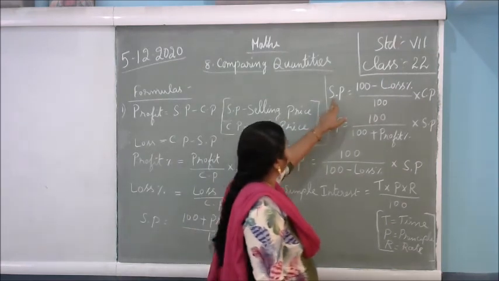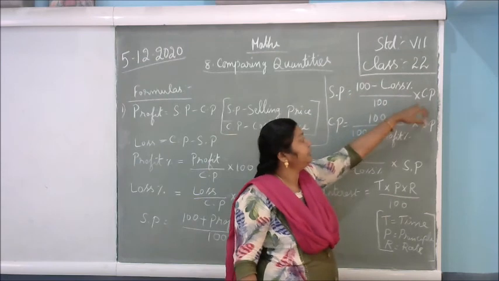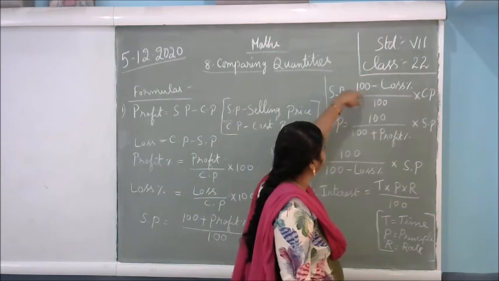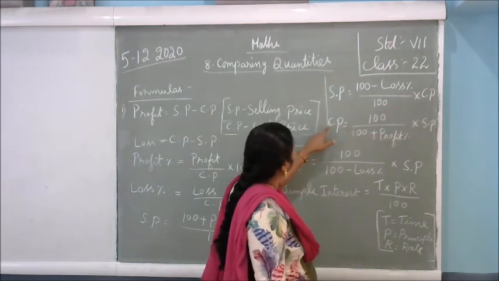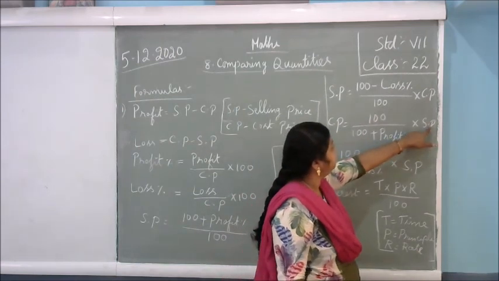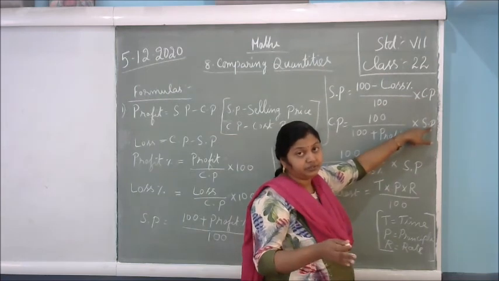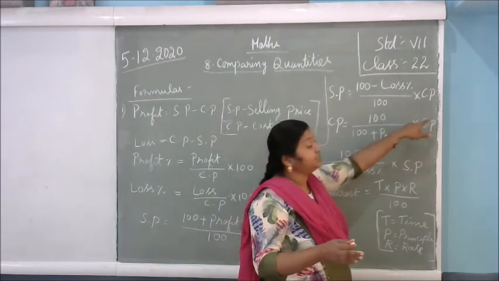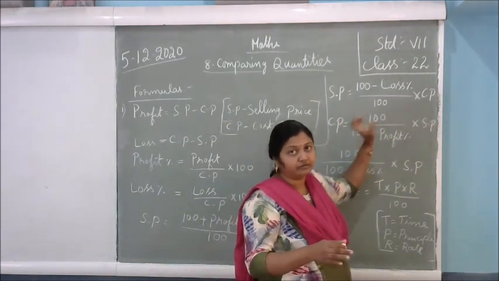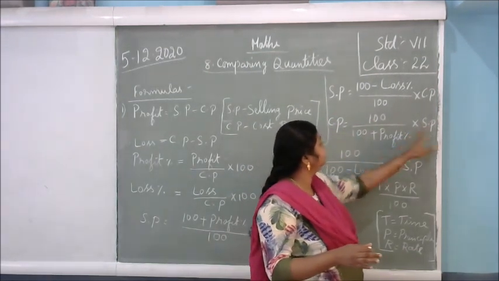Okay, so SP means selling price. If they are giving the profit percentage and the CP, how to find out the selling price? Selling price is equal to 100 minus loss percentage divided by 100 into CP. And the CP, cost price, how will you find it? If they are giving the profit percentage and the SP in the sum, using this formula you have to find the CP. So CP is equal to 100 divided by 100 plus profit percentage into SP.